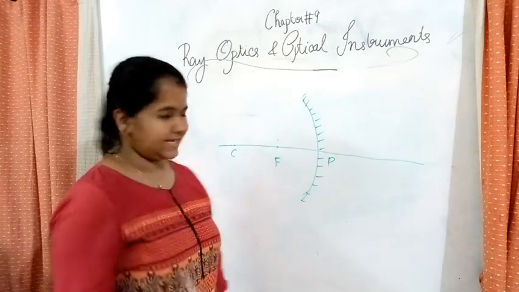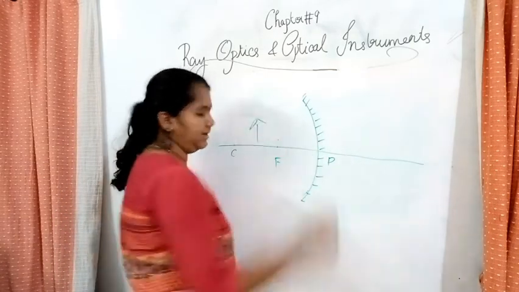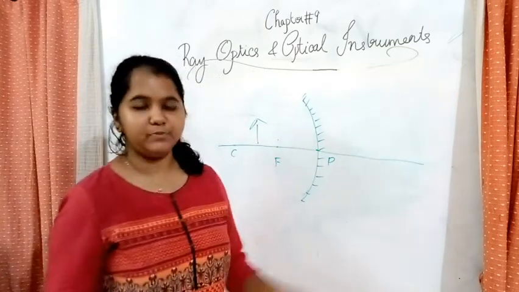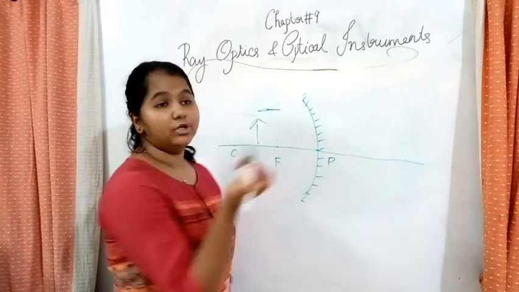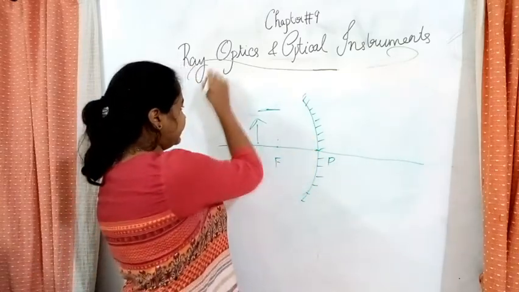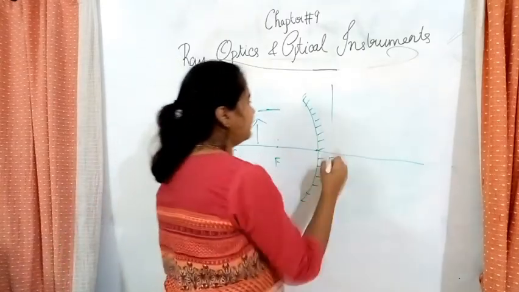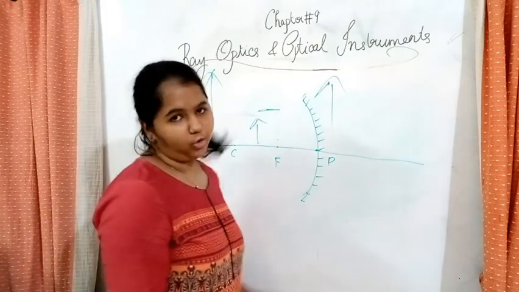Let's take, for example, I keep an object here. So this distance between the pole and the object, the object distance, is taken as negative. And if I get an image right behind this, somewhat like this, it is also negative. Instead, if I get an image in front, it's taken as positive. So I hope this is clear.